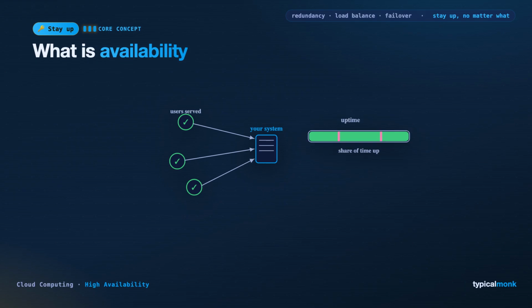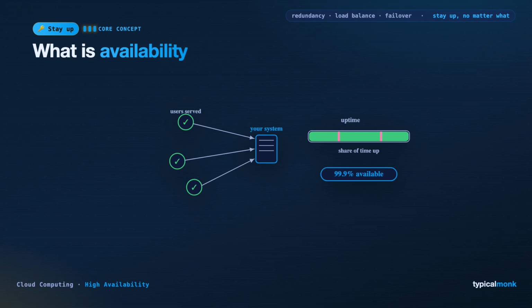High availability, then, is not about preventing every failure. That is impossible. It is about designing so that failures do not translate into downtime for your users. The goal is continuity of service. A component can fail, a server can crash, a disk can die. What matters is that the system as a whole keeps serving requests despite that, so from the user's point of view, nothing went wrong. Availability is measured at the level of the whole service, not the individual part.